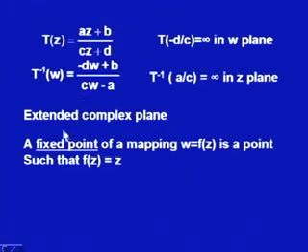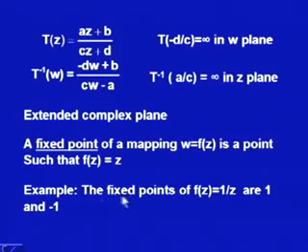Then we define a fixed point of a mapping. A fixed point of a mapping W equal to F(z) is a point such that F(z) is equal to Z. An example: the fixed points of F(z) equal to 1 over Z are 1 and minus 1, and this definition suggests that 1 will map to 1 and minus 1 will map to minus 1 under this transformation.